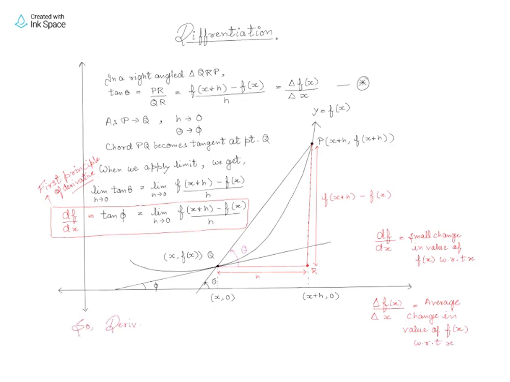So we can say the derivative of any function at any point gives us the slope of the tangent at that point.